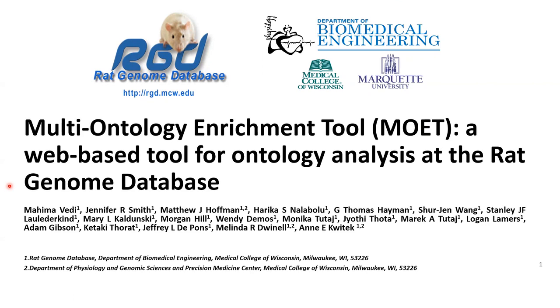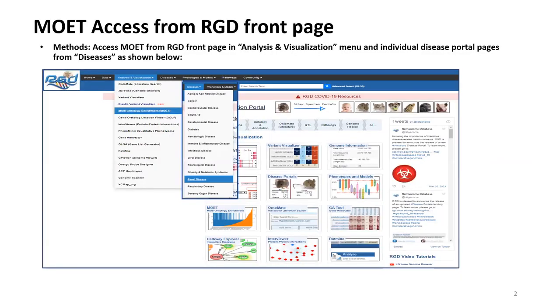using ontology analysis tools. However, to date, most available ontology tools are limited in their scope to analyze only specific species or ontology. Therefore, RGD developed the multi-ontology enrichment tool that performs enrichment analysis across several ontologies, including gene ontology, disease ontology, phenotype, pathway, and gene chemical across multiple RGD species.